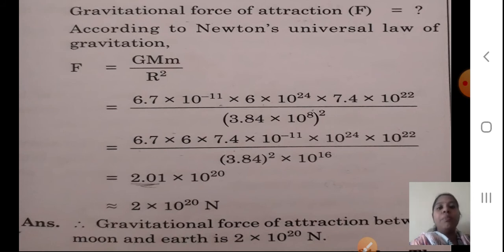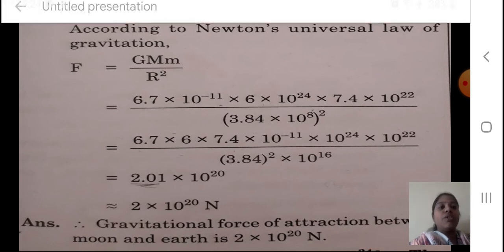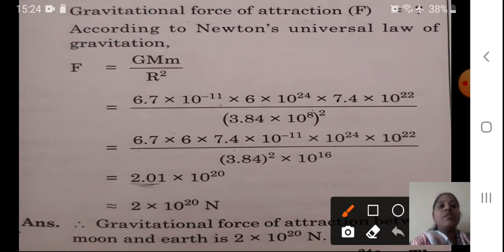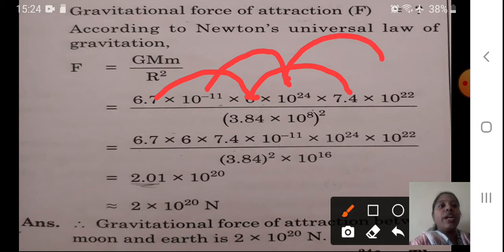All the calculations are simple, students. When you do the calculation of this type of sum, you will first multiply these numbers: 6.7 into 6 into 7.4. You do this multiplication and keep the 10 raised to minus 11, 10 raised to 24 and 10 raised to 22 aside. Can you see, they have done it in that way only. First you do the multiplication. Then you take the powers of 10 and do the calculation for all of them, and you write it at the end.